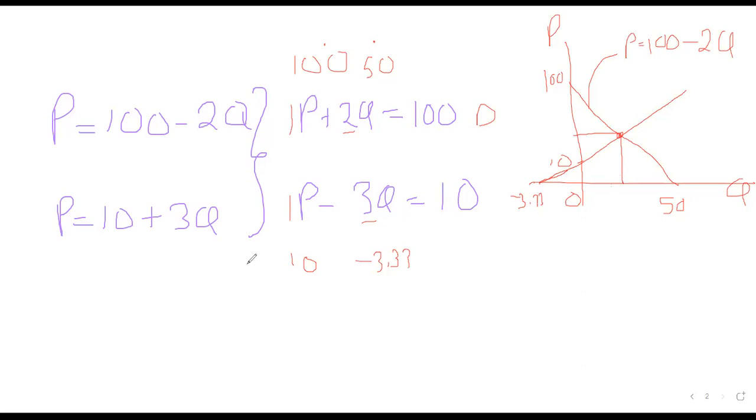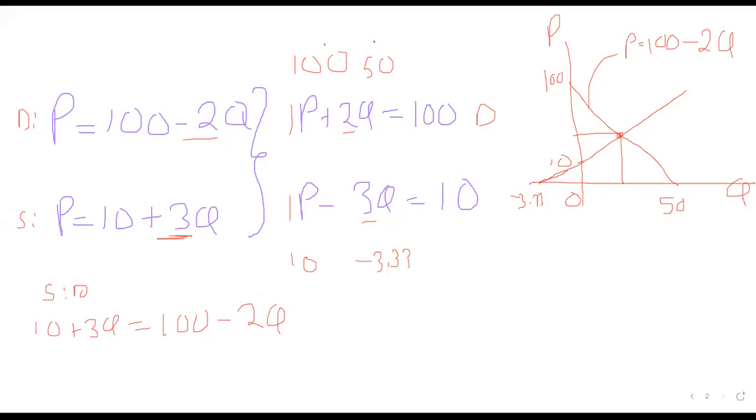So using the same scenario, you can tell that this one is a demand because demand always has a negative slope. And this is supply, even if it's not mentioned, because supply always has a positive slope. So at equilibrium, you just equate supply to demand. So our supply is 10 plus 3Q. And our demand is 100 minus 2Q.